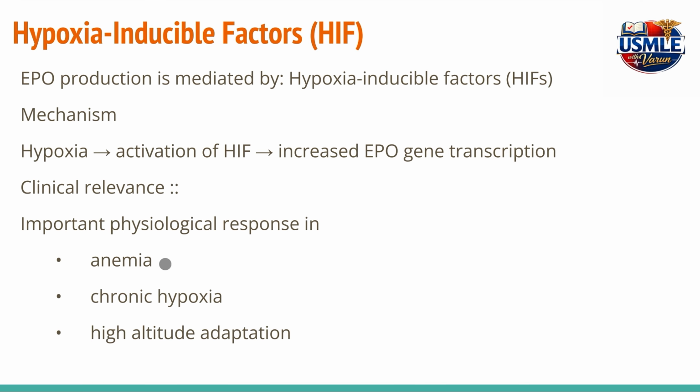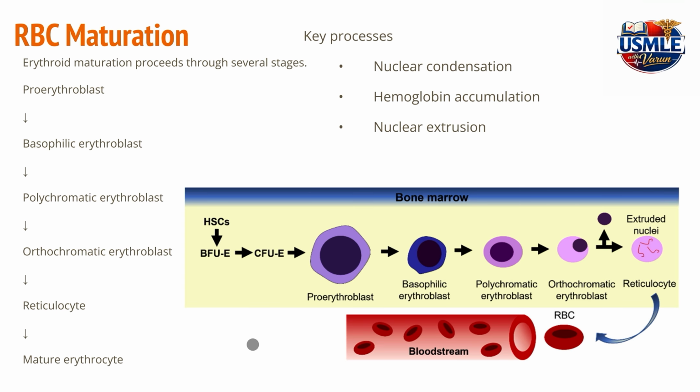The regulation of erythropoietin is mediated by hypoxia-inducible factors, also called HIFs. Under low oxygen conditions, HIF gets activated and acts as a transcription factor. So it increases the expression of the erythropoietin gene, which then increases red blood cell production. Clinically, this mechanism becomes important in conditions like chronic anemia, chronic hypoxia, or high altitude adaptation.